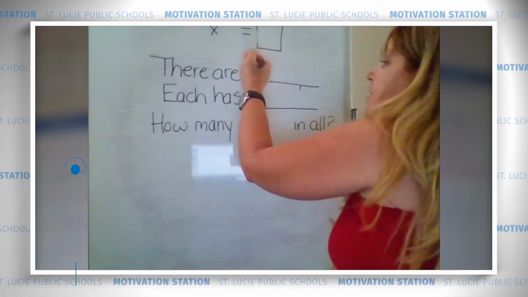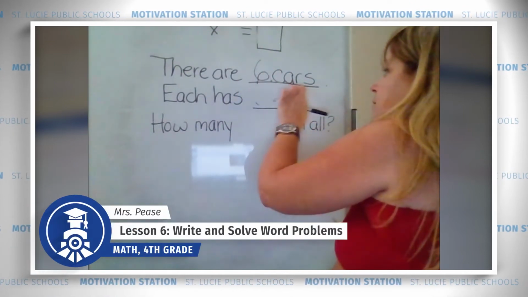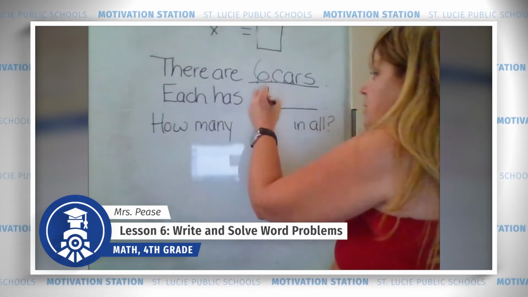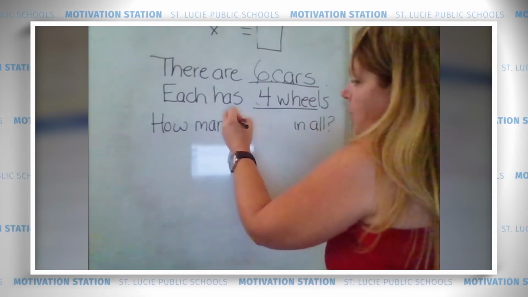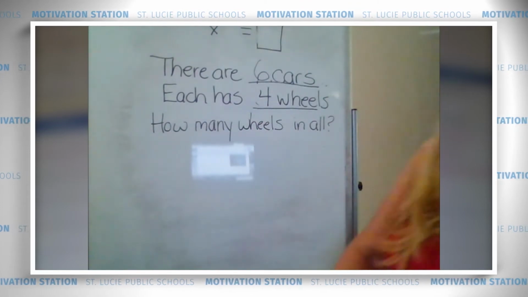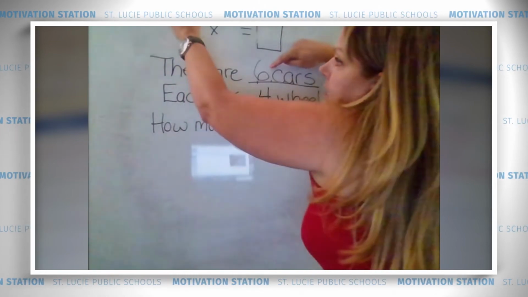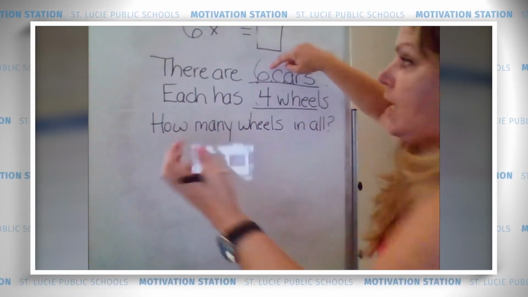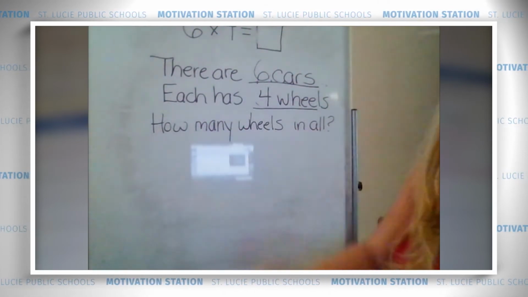So I'm going to say there are 6 cars, and we know a car each has 4 wheels. So I'm going to want to know how many wheels in all again. All right, so the next step is to write my multiplication equation. 6 cars, that's the group, because they come in a group of 4 wheels on each car. So 4 wheels. I don't know my solution yet.